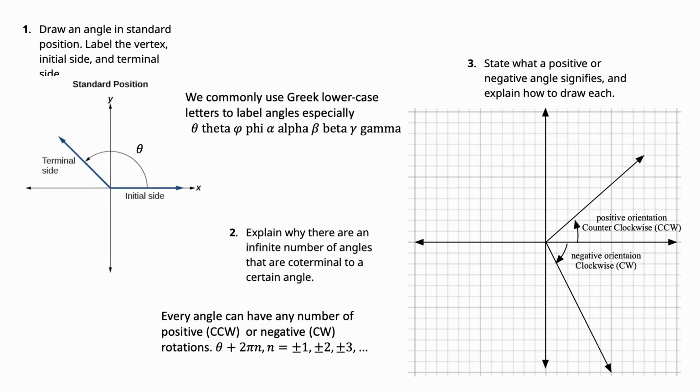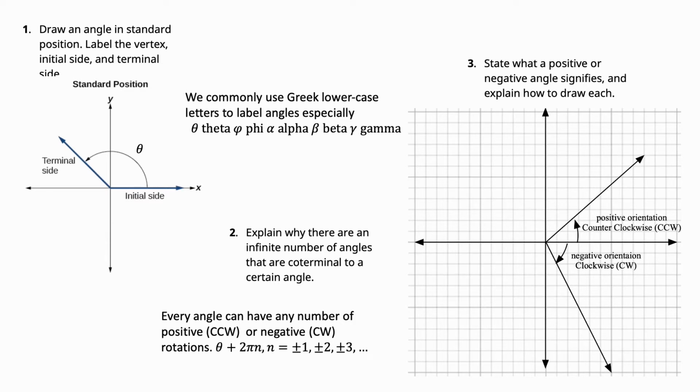Explain why there are an infinite number of angles that are coterminal to a certain angle. Well, every angle has a terminal side, but we could add on to it a number of rotations, either positively, clockwise, counterclockwise, or negatively clockwise. So you can be in that same spot, and that's called coterminal if you rotate it a bunch of times. And since you could rotate it infinitely many times, there could be infinitely many in both directions.